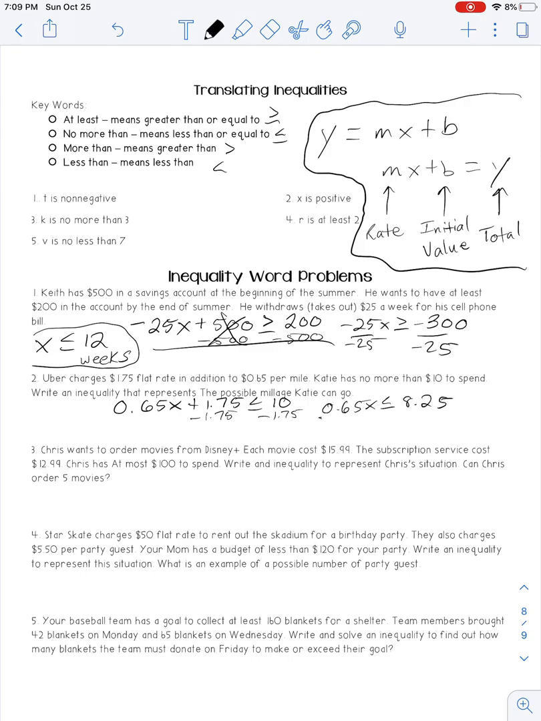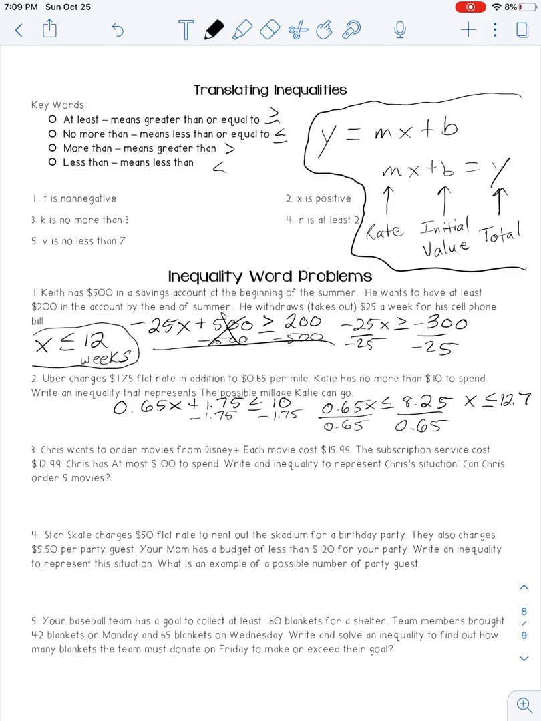And then last but not least, divide by 0.65. And we get 12.7 if you round it up. Okay, so x is less than or equal to 12.7. Now, it says that Uber charges $1.75 flat rate in addition to 65 cents per mile.